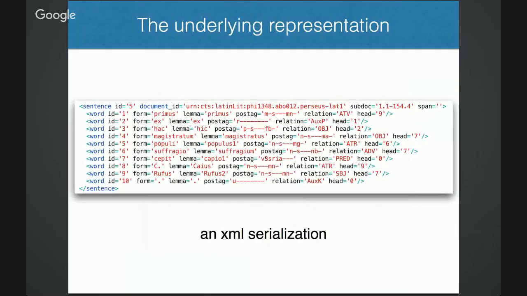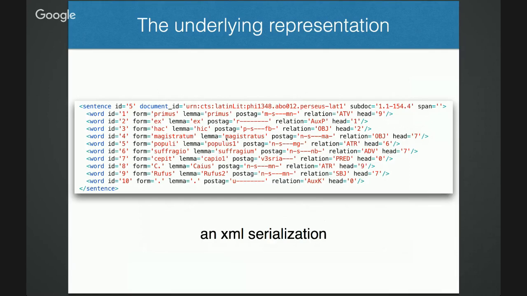Here you have an XML serialization of the tree that I showed you. This is simply how the data are encoded. This is the underlying representation of our data. And again, it is important to be aware of how the file works, because if you want to query a treebank, you of course need to know exactly how the pieces of information have been encoded.